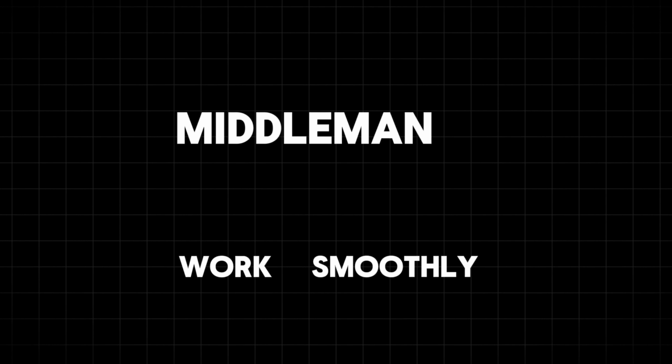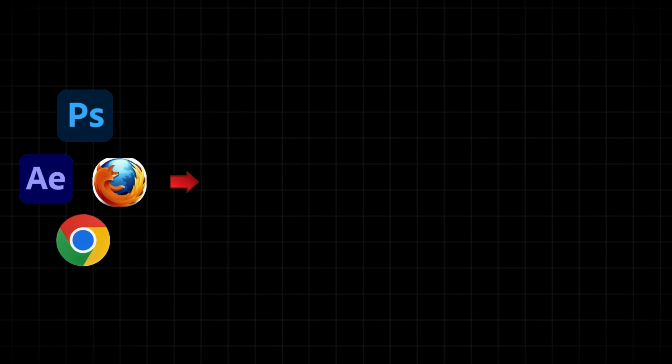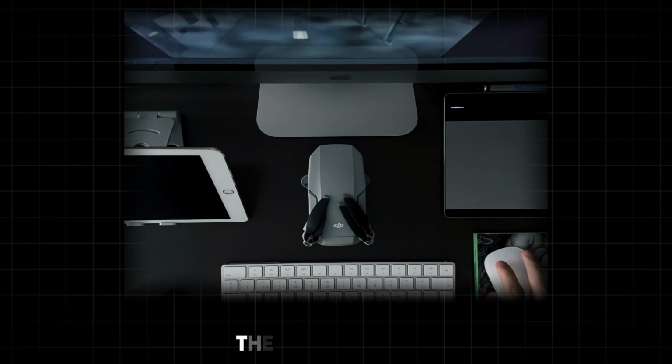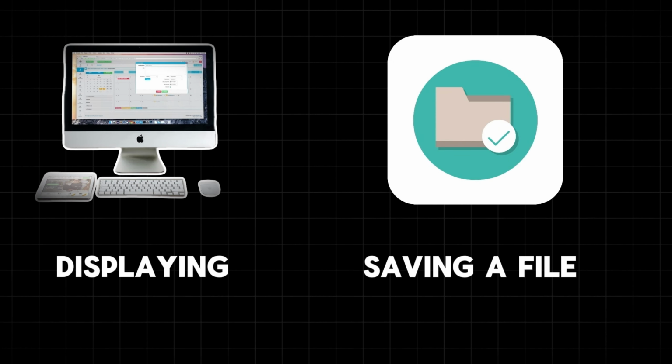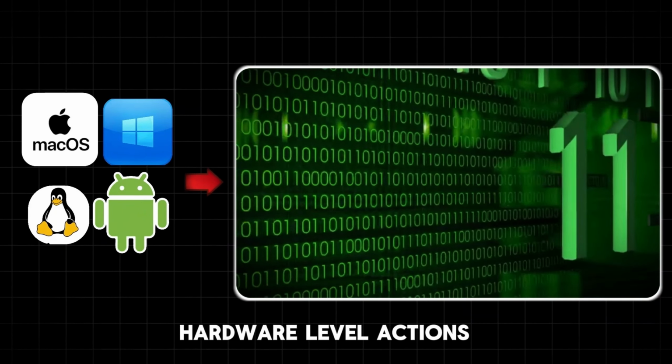But software doesn't talk directly to hardware. There's a middleman that makes it all work smoothly, and that's the operating system. Whether it's Windows, macOS, Linux, or Android, the operating system connects your software to the hardware. So when you open an app, the app tells the OS what it needs, like displaying something on the screen or saving a file. Then the OS translates that request into hardware-level actions.